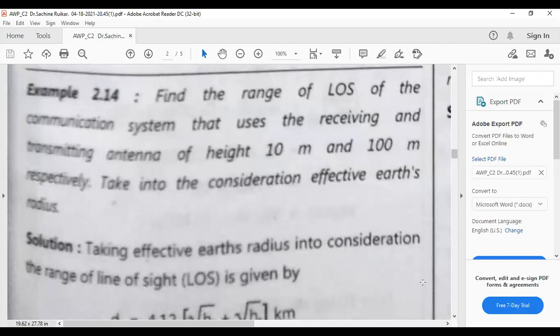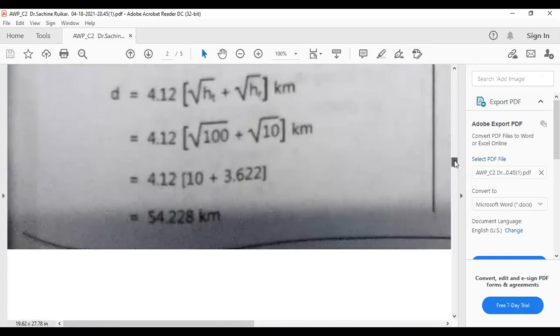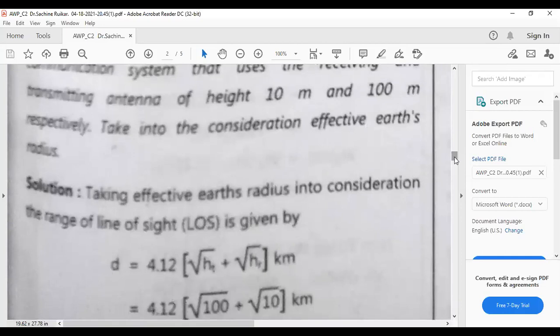Okay, so what is given here? They have given the height, and what they are asking is that we need to calculate the LOS. So how can we calculate? By considering this numerical, you can write the theoretical part first. By taking the effective earth radius into consideration, the range of the line of sight is given by, this is already derived and we have used this expression many times, the formula d is equal to 4.12 in brackets root of ht plus root of hr, in kilometers.